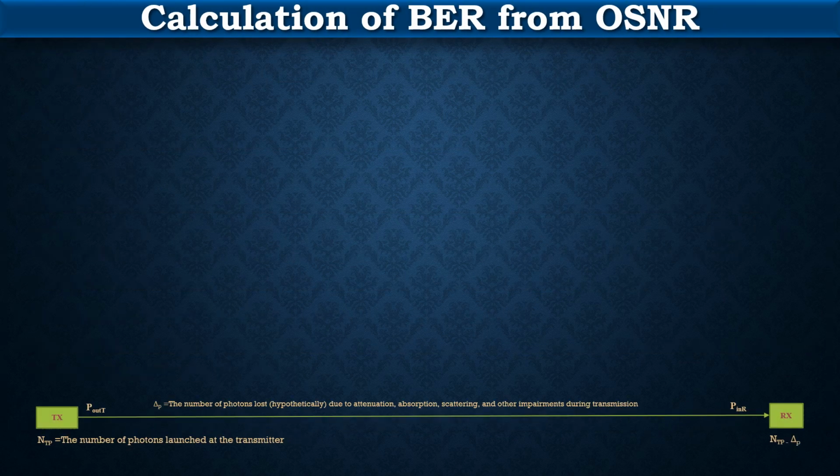Calculation of BER from the OSNR. You can see here, this is the TX, this is the output power from the TX, and this is the input power at the receiver. This is NTP, the number of photons launched at the transmitter. Delta P is the number of photons lost hypothetically due to attenuation, absorption, scattering, and other impairments during transmission. So we know that in fiber there is a lot of attenuation or impairments that occur when the light pulse or wavelength is traveling through the fiber. So this delta P is the number of lost photons. This NTP is the number of photons launched at the transmitter. So at the receiver, NTP minus delta P is what we get: this is launched and this is lost. So at the receiver, how much is received? NTP minus delta P, and this is the input power.